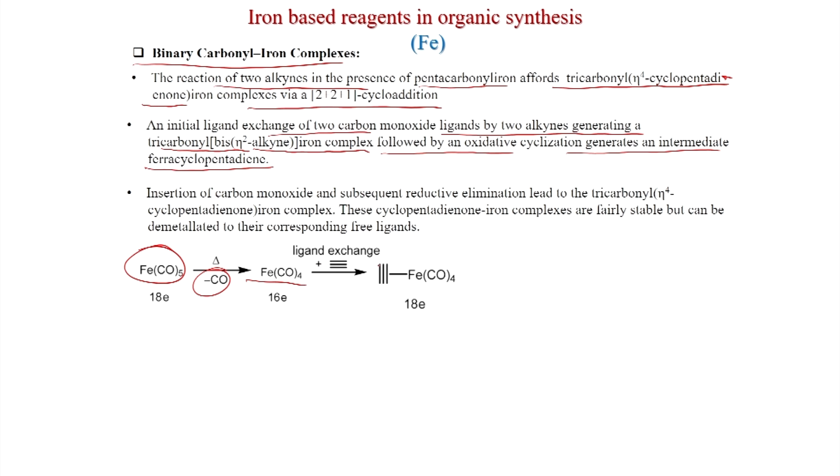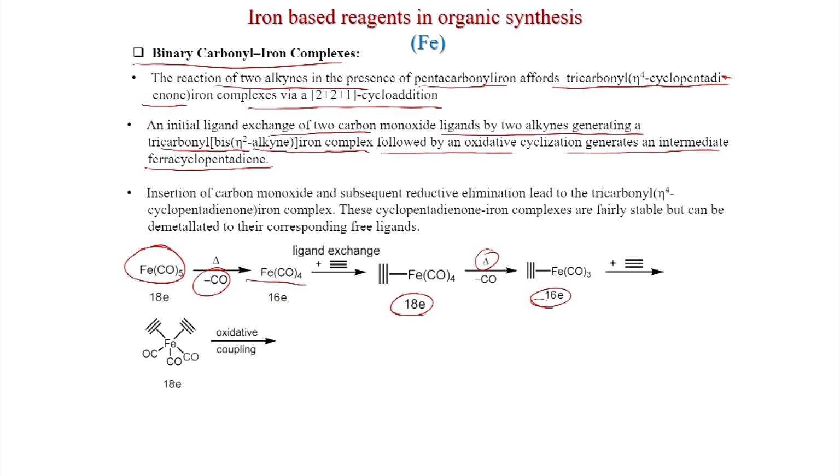So, triple bond, that is the alkyne can add to the iron and you get another 18 electron, and now again another carbon monoxide after heating can eliminate. So, it becomes again 16 electron, and again another alkyne will come. So, you get this 18 electron species. Now, this oxidative coupling will happen. So, it generates an intermediate ferrocyclopentadiene.